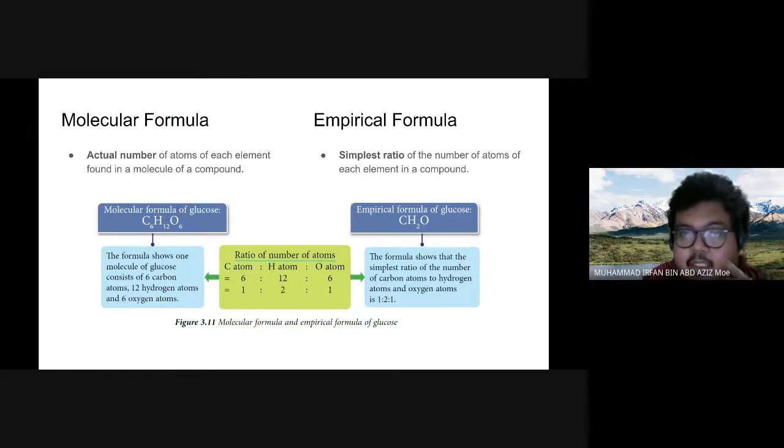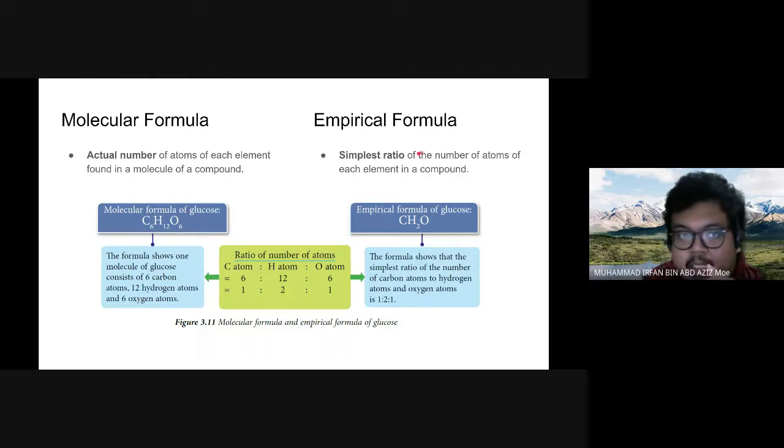So, macam mana kita nak dapat the simplest tu? Kita divide with the smallest number dalam molecular formula ni. So, the smallest number adalah 6. So, 6 divided by 6, kita akan dapat 1. 12 divided by 6, kita akan dapat 2. Okay, and then 6 divided by 6, we will get 1. So, and then kita dapatlah the empirical formula.